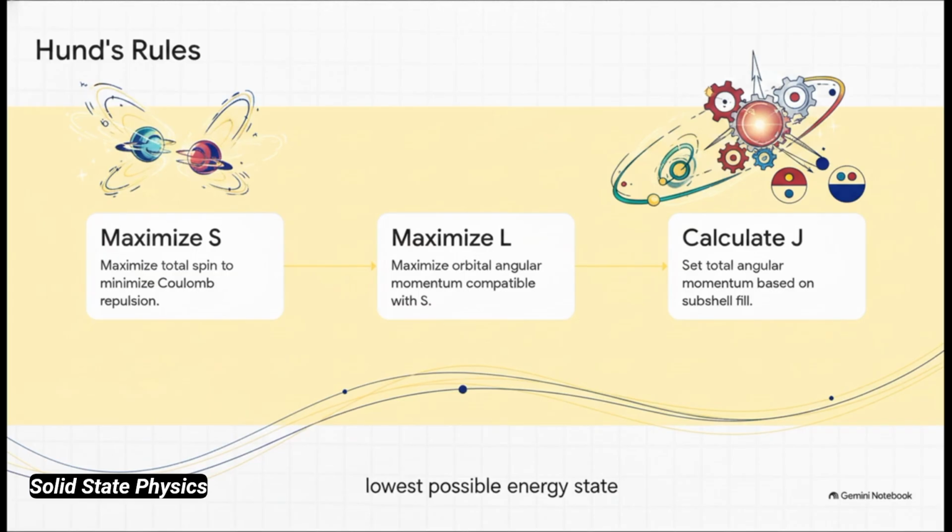It's a simple 3-step quantum rulebook. The electrons first maximize their total spin to stay as far away from each other as possible, which minimizes Coulomb repulsion. Then they maximize their orbital angular momentum. Finally, they calculate their total angular momentum based on whether their subshell is more or less than half full. Basically, nature is ruthlessly efficient at finding the lowest possible energy state.